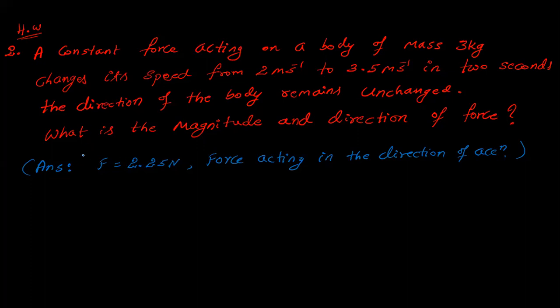The next problem, this is for the homework. A constant force acting on a body of mass 3 kg changes its speed from 2 meter per second to 3 meter per second. Initial to final is given and the time is 2 seconds. The direction of the body remains unchanged. What is the magnitude and direction of the force? So the expected answer is 2.25 Newton and force acting in the direction of acceleration. Okay, solve it. This is for your homework.